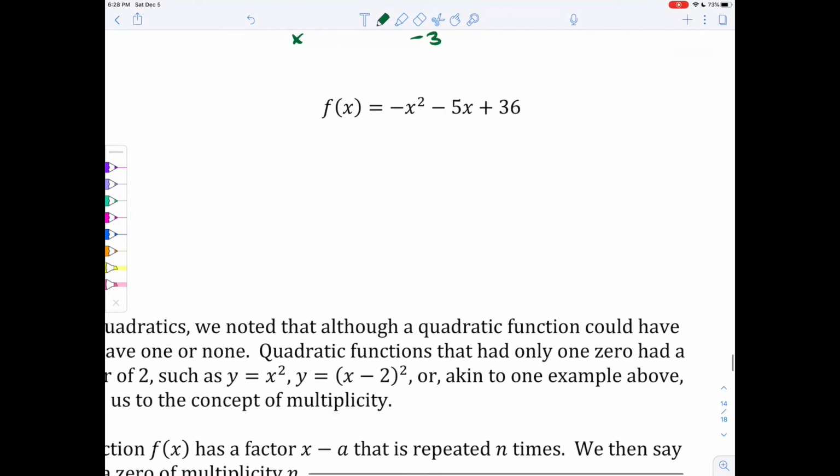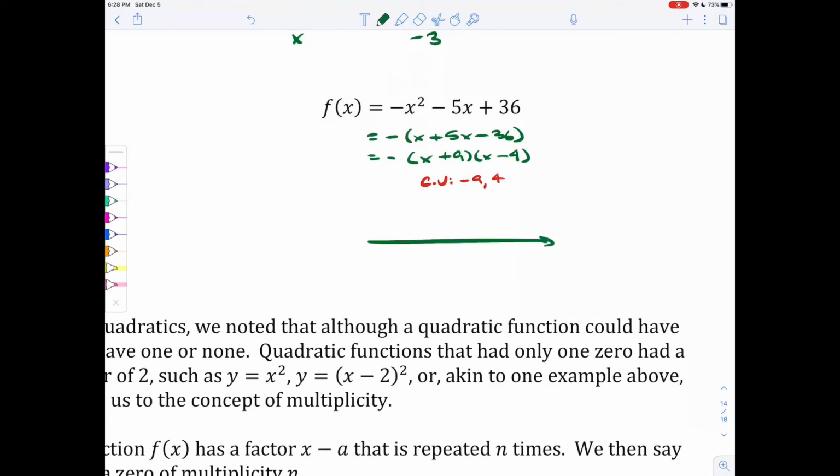Finally, for this last one, this thing factors a little bit, plus 5x minus 36. So the negative of x plus 9 and x minus 4, telling us that we have critical values at negative 9 and positive 4, thus allowing us to draw our sign graph where we have zeros at negative 9 and 4. And this one being a downward opening parabola, we know it's negative on the ends and positive in the middle.